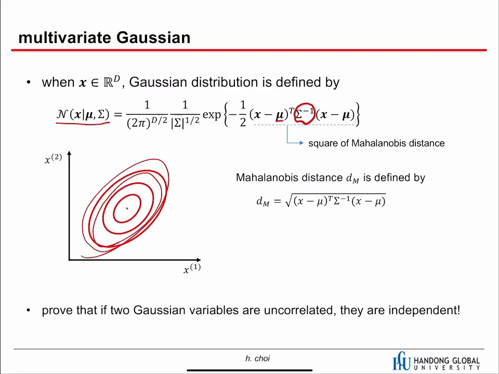So think about this Gaussian distribution in one-dimensional space. It looks like this. Around the mean, we have high probability, and as it goes away from the mean, the probability goes down. So likewise, in the two-dimensional space, this one has the highest probability, and we have lower probability like this.